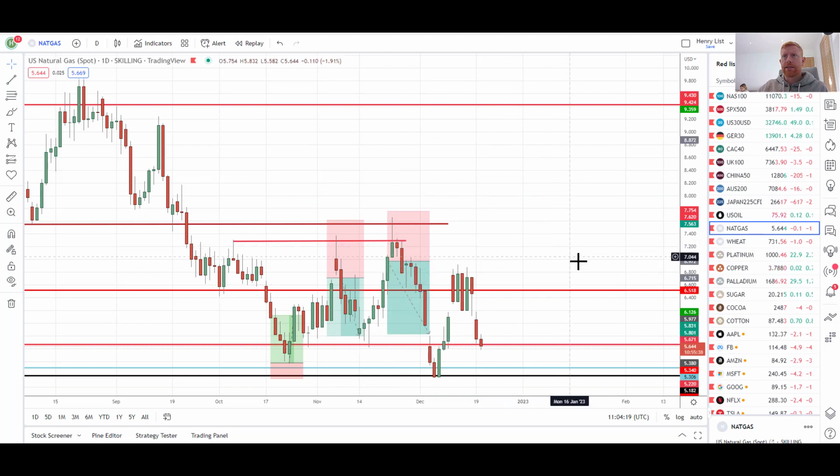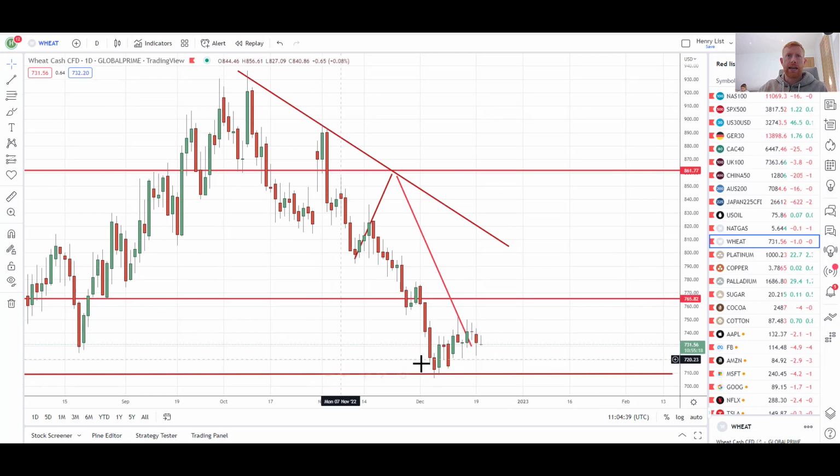Natural gas, for me, absolutely stay away from it. Nothing happened at the minute. It has to get down to this level before we're potentially looking to buy it. We've had some really nice trades on it as of late, so it is very respectful of these levels. And when it comes down to them, I'd expect some sort of bounce.